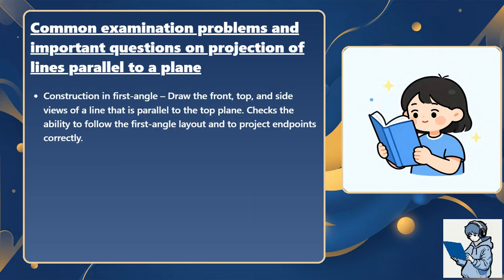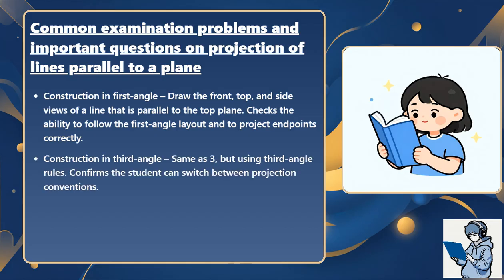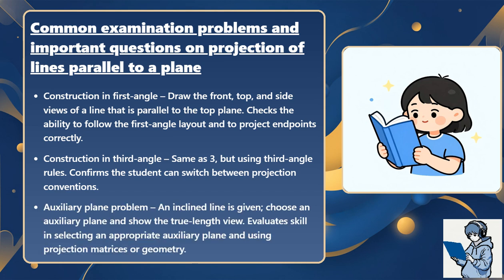Construction in first angle: draw the front, top, and side views of a line that is parallel to the top plane. This checks the ability to follow the first angle layout and to project endpoints correctly. Construction in third angle: same as above but using third angle rules. This confirms the student can switch between projection conventions. Auxiliary plane problem: an inclined line is given; choose an auxiliary plane and show the true length view. This evaluates skill in selecting an appropriate auxiliary plane and using projection matrices or geometry.